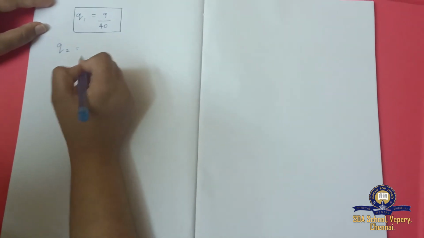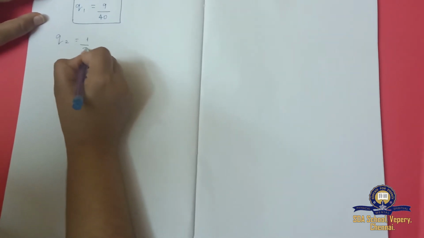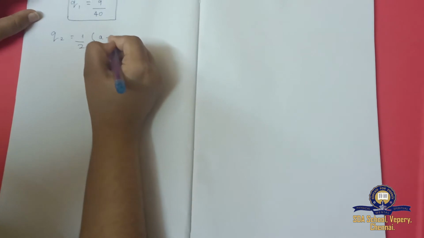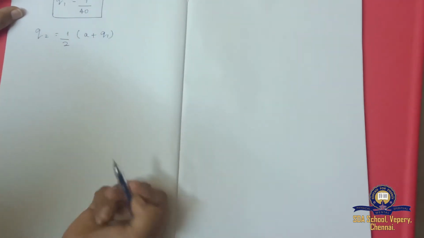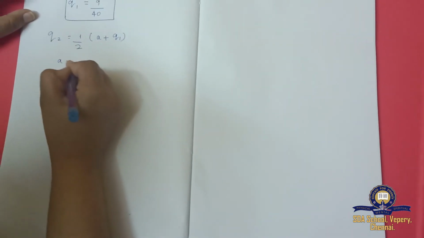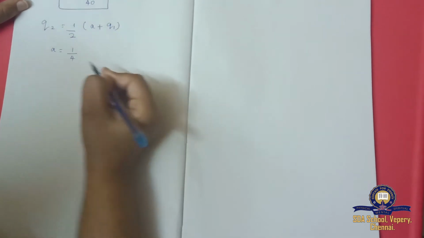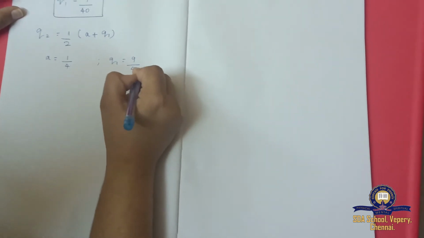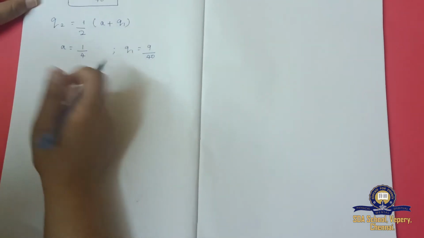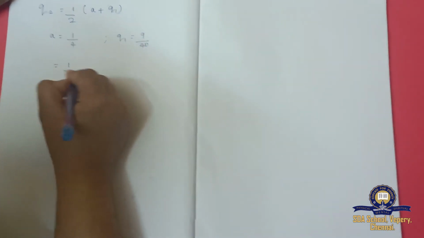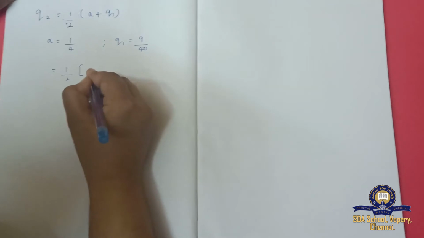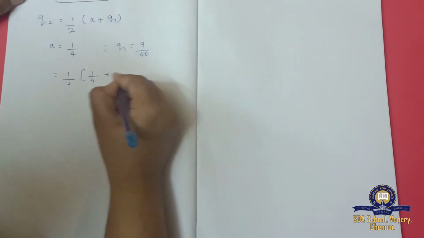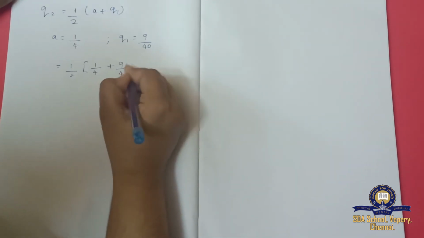What is the formula for Q2? It is 1 by 2 into (A plus Q1). Get it? Now what is A? A is 1 by 4. What is Q1? We just found Q1 to be 9 by 40. Now we have to substitute these two values over here: 1 by 2 into (1 by 4 plus 9 by 40).